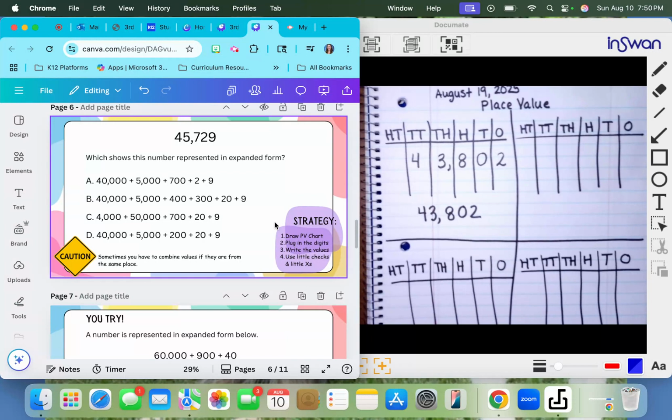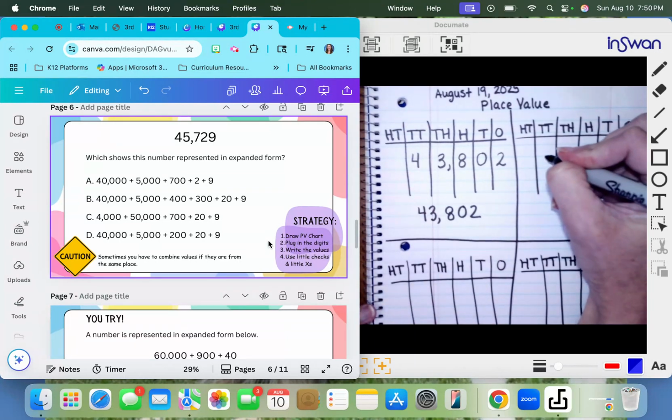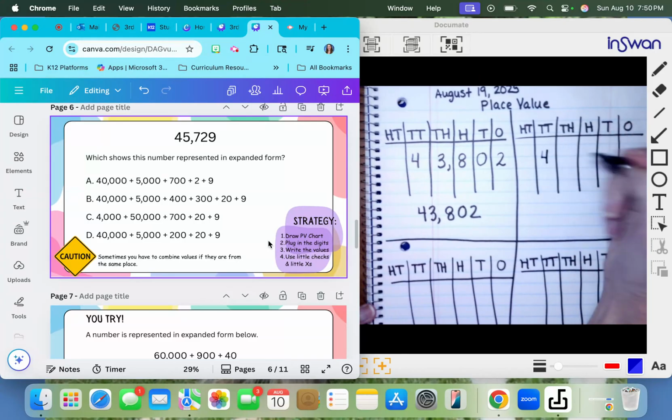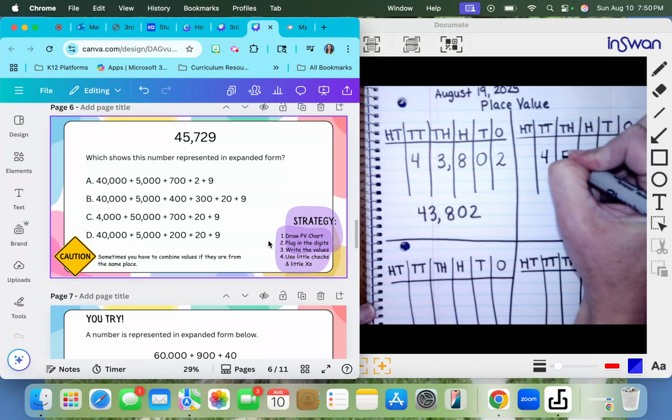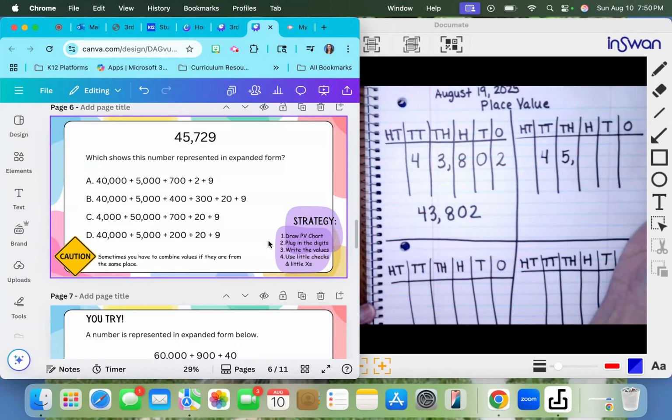First thing we got to do, plug in our digits. So for 45,729, we have 4 in the 10,000s, 5 in the thousands, don't forget our comma, 7 hundreds, 2 tens, and 9 ones. Since we're trying to decompose this number into expanded form, we need to break it into its values. So we need each of these digits' value.